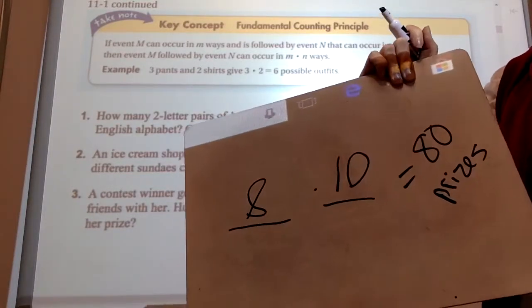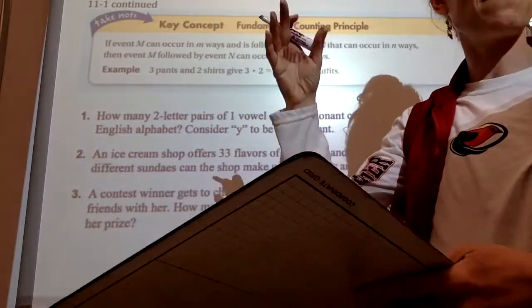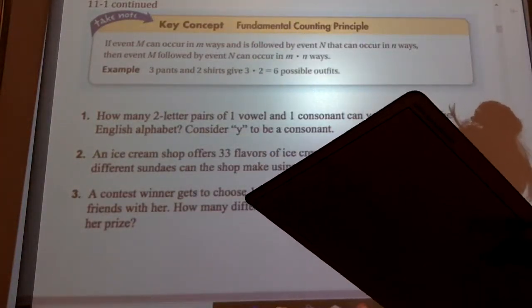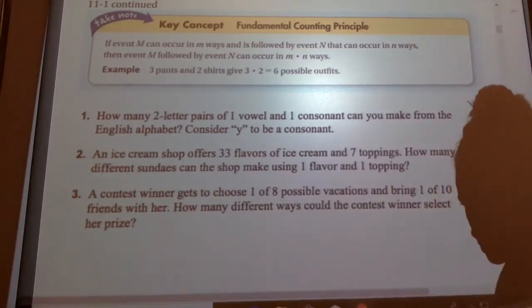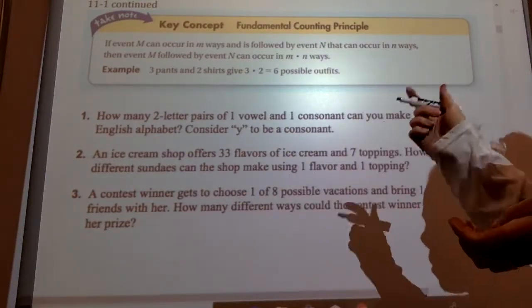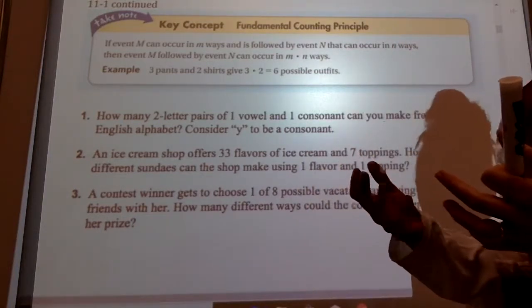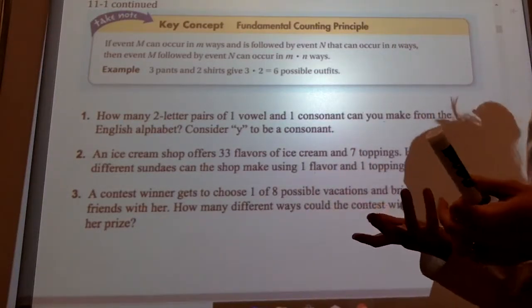Okay? So that's the fundamental accounting principle. When you have categories and you have so many in each category and you're picking 1 out of each category. Okay? Another way you could do all of these, like I said, is a tree diagram, but those really get big fast and take a lot of time. So it's easier to do the fundamental accounting principle.